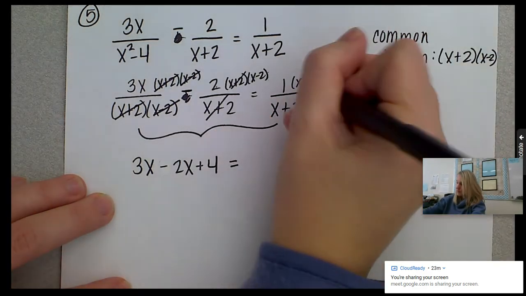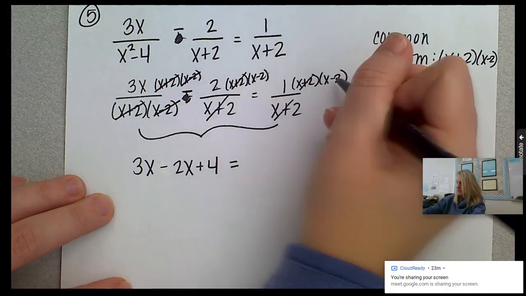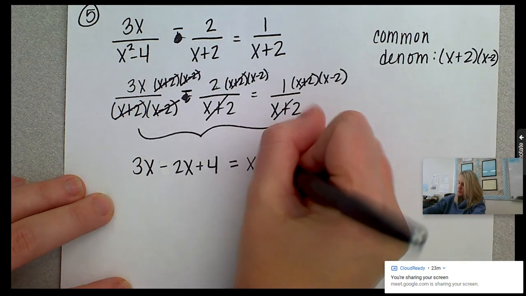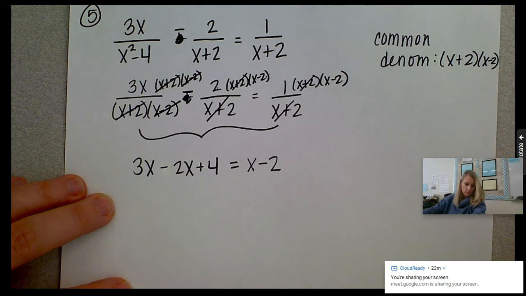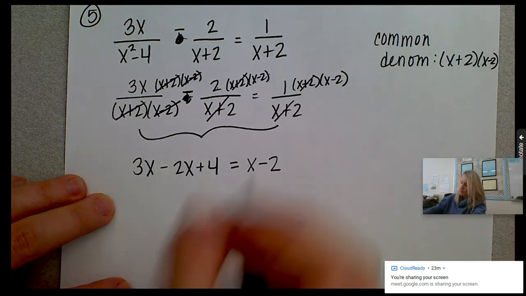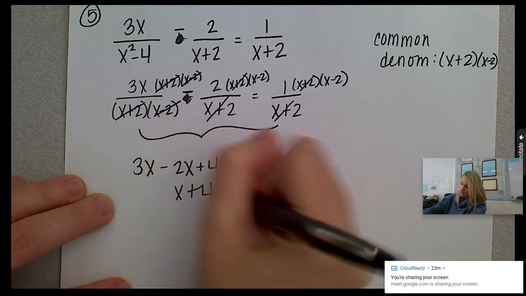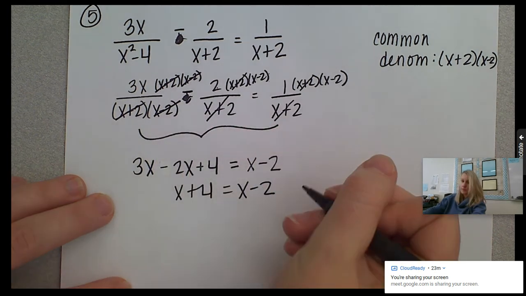And then over here, my x plus 2's cancel, and then I'm just distributing a 1. So I would just be left with x minus 2. All right, that makes more sense. So that will leave me with x plus 4 equals x minus 2.